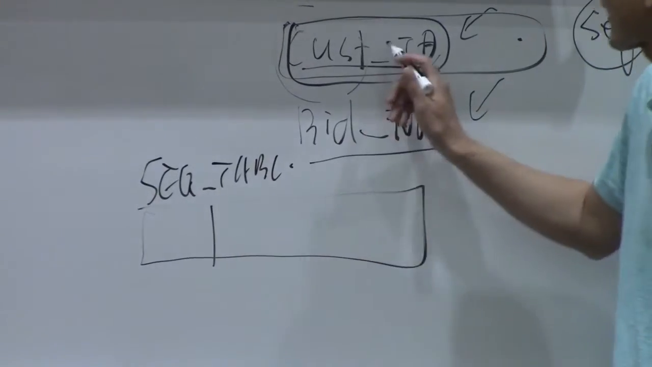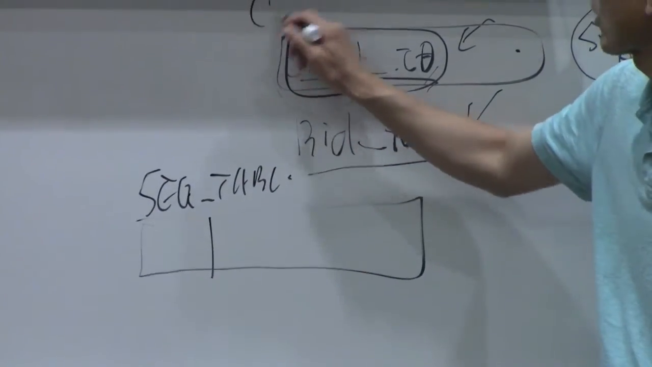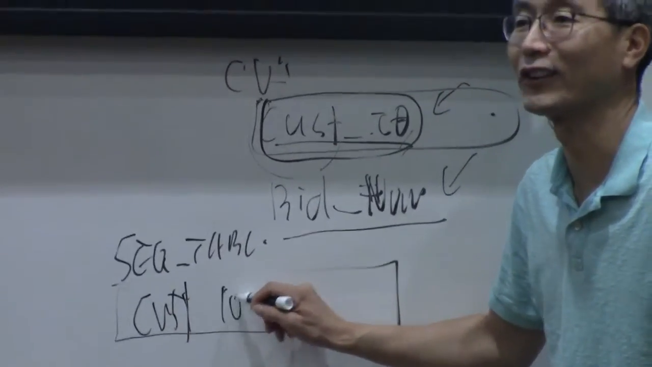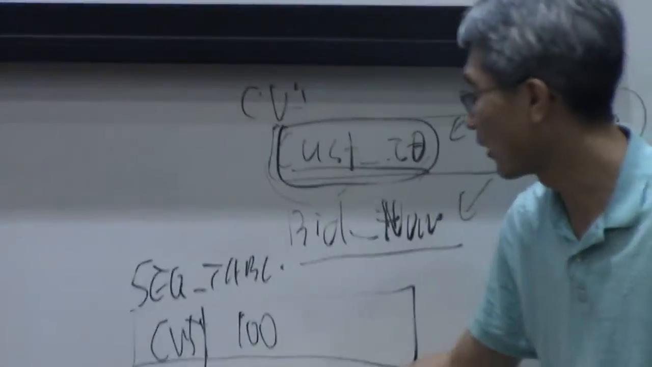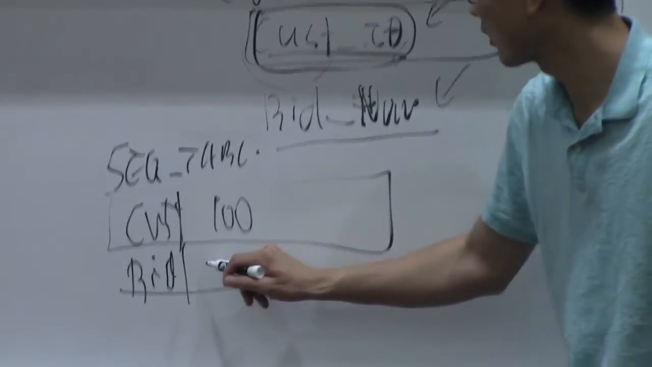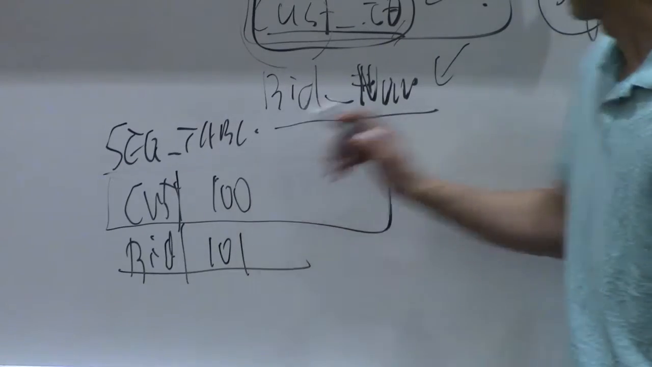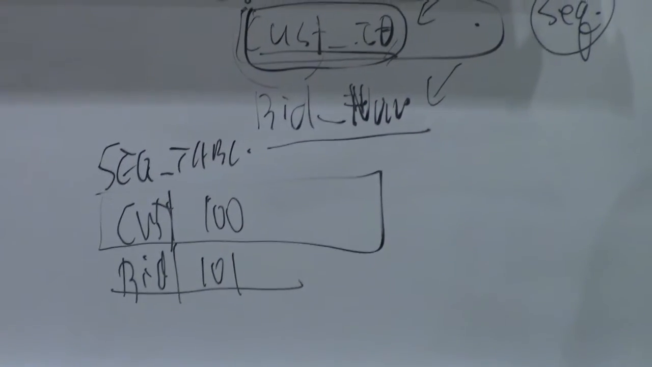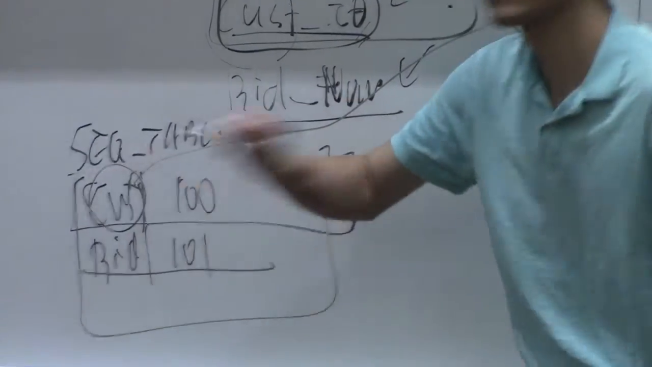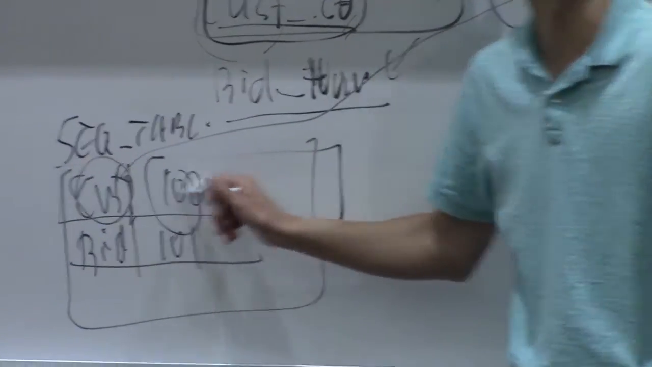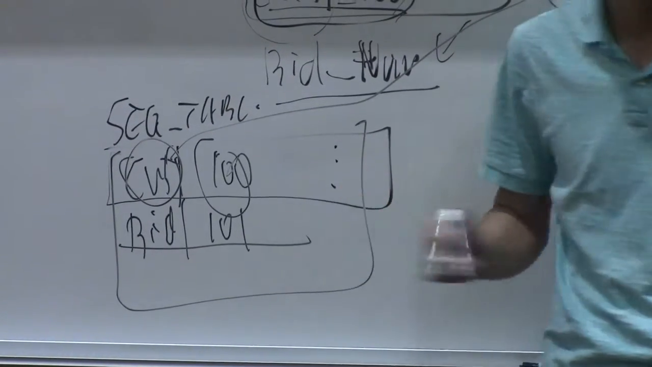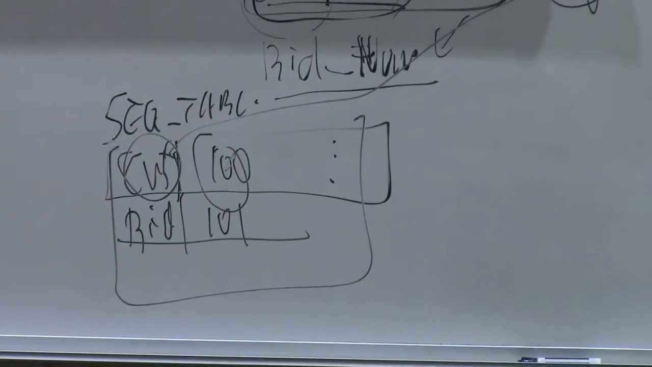So what is the last number? For example, this one is a customer table. Customer table, last number is 100. And the bidding table, last number is 101. So while you are generating the next sequence number, access this table and this column, get this one, and update it. So this way is popular in projects.